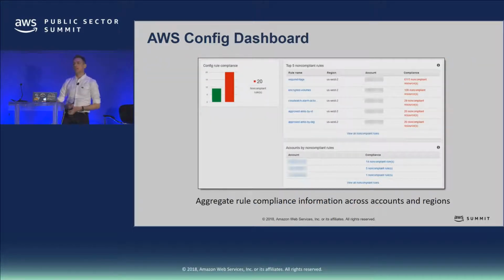This is a newer feature. You can also aggregate rule compliance from multiple accounts in multiple regions and see that on a single dashboard. So you can see that this environment is in a little bit of trouble. Looks like a few rules are in compliance, but for the most part, things are out of compliance.